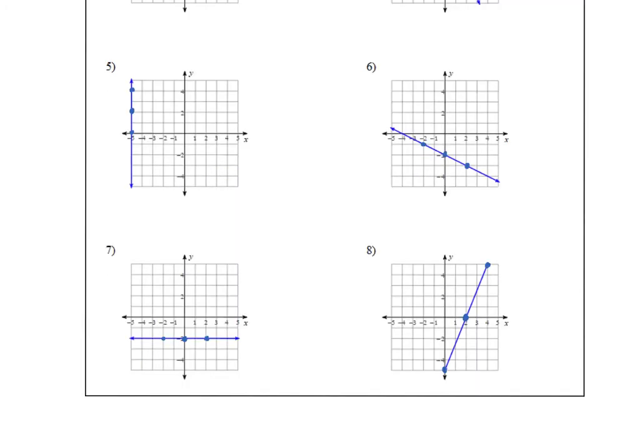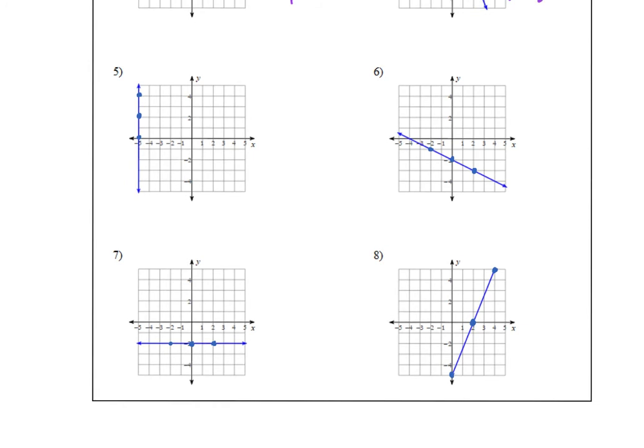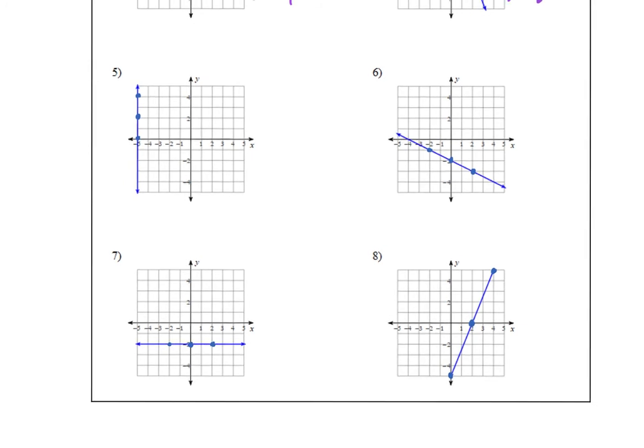Number 5. Now, when we see a vertical or a horizontal line, the best thing for us to be able to do is say, hey, that's a special kind of line. Now, what do I do with these special kinds of lines? If it's a vertical line, it is x equals whatever number it's going through on the x-axis. So in this case, it's going through at -5. So that means this line is x equals -5.